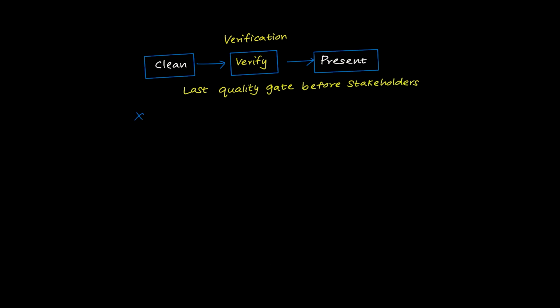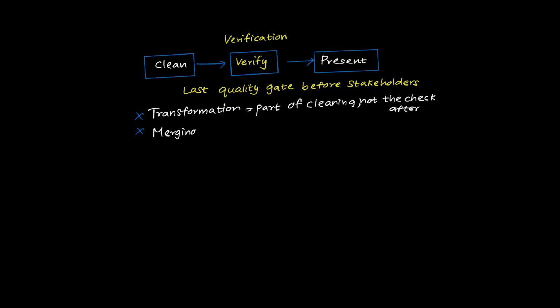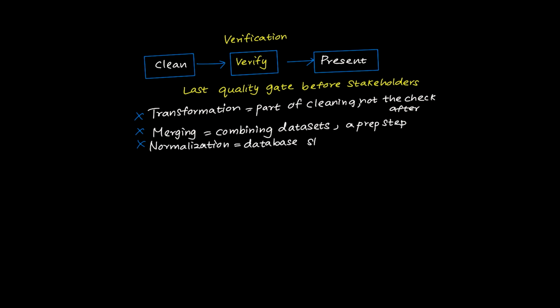Data transformation changes formats or values. That's part of the cleaning process itself, not the check that comes after. Data merging combines multiple datasets into one. That's a preparation step, not a confirmation step. Normalization organizes database tables to reduce redundancy. That's structural work, not a quality review of what you cleaned.